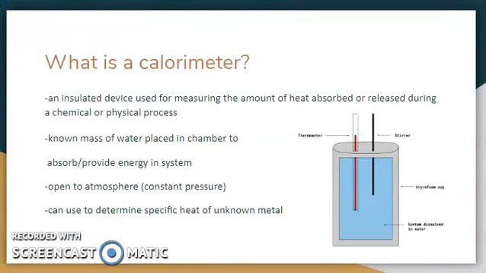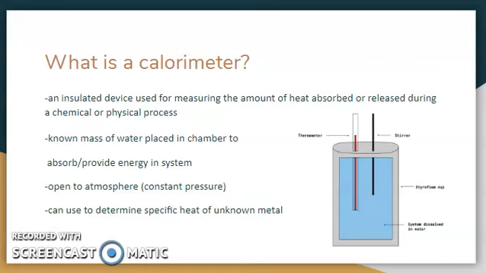So what is the calorimeter? An interesting fact about the calorimeter is that scientists use things called bomb calorimeters to measure the nutritional facts, like the calories on nutrition labels, using combustion reactions which are carried out in these calorimeters. But for the purpose of this video, the calorimeter is an insulated device used for measuring the amount of heat absorbed or released during a chemical or physical process.